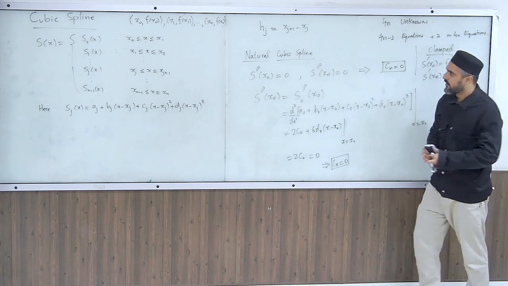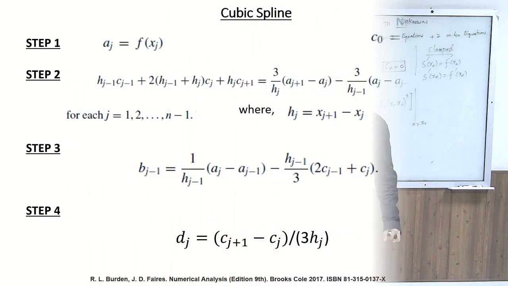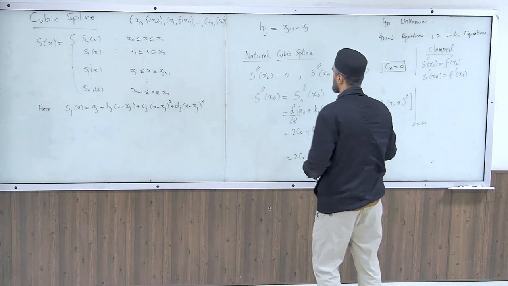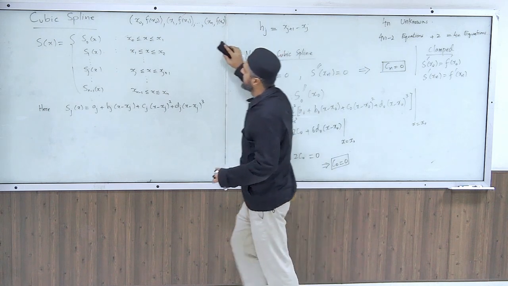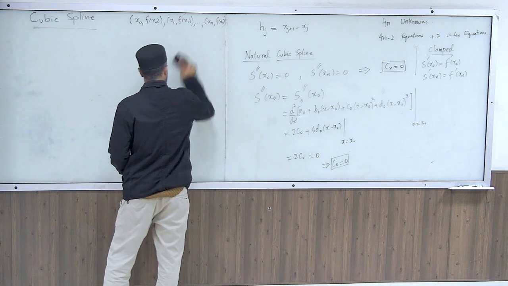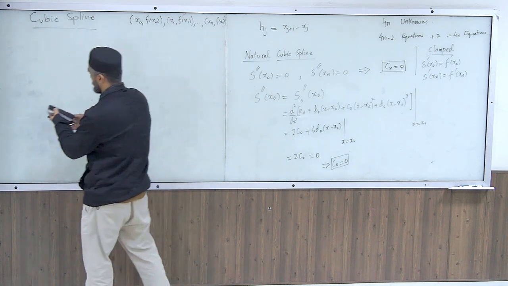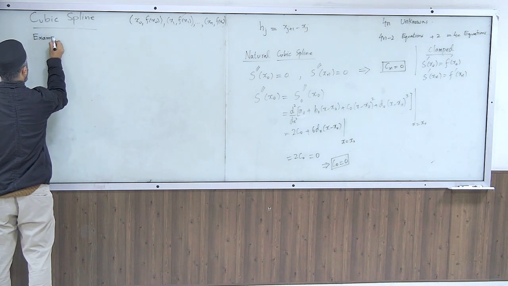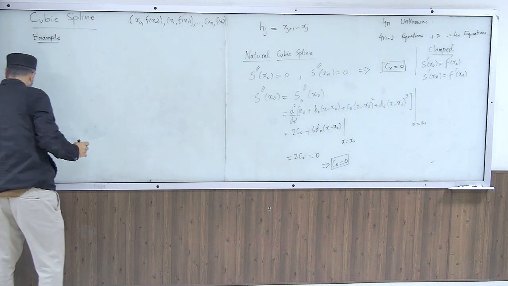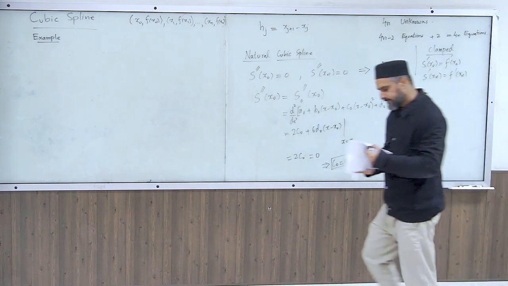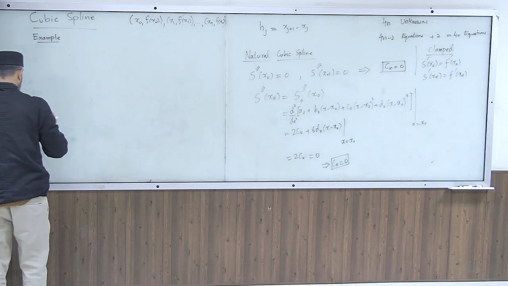So I was saying that this is the slide which will give you all the aj's, bj's, cj's, and dj's. Now let's start a problem and see how we can solve a problem using cubic splines. Let me take an example. So we have a data.